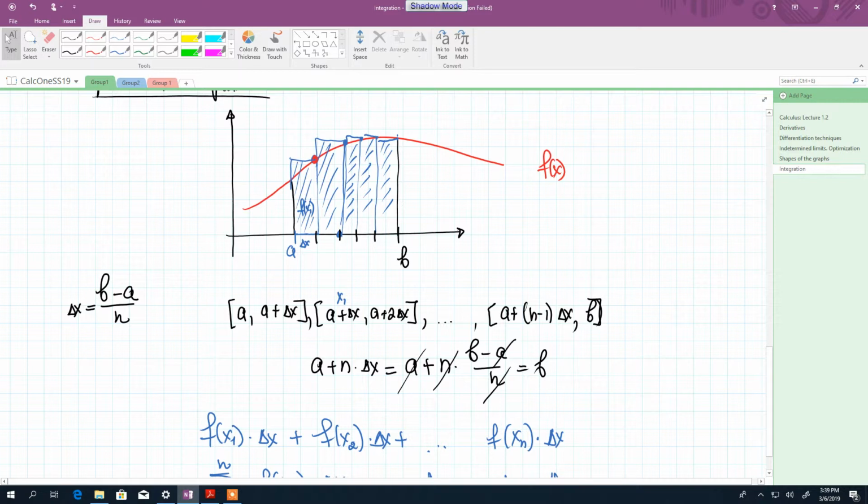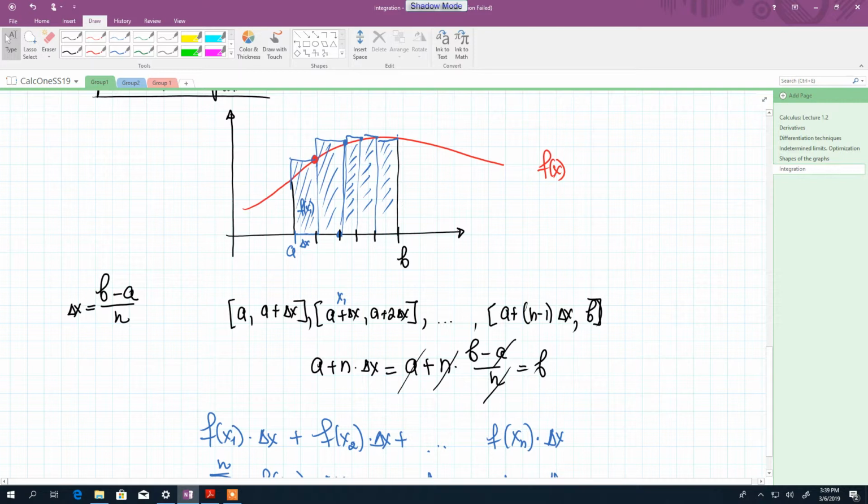So what if you choose the left points? The left point will be here. This will be the first rectangle. For the second rectangle, you choose this point and make this kind of rectangle, right? This one, and so on. The result is less than the actual value, right?